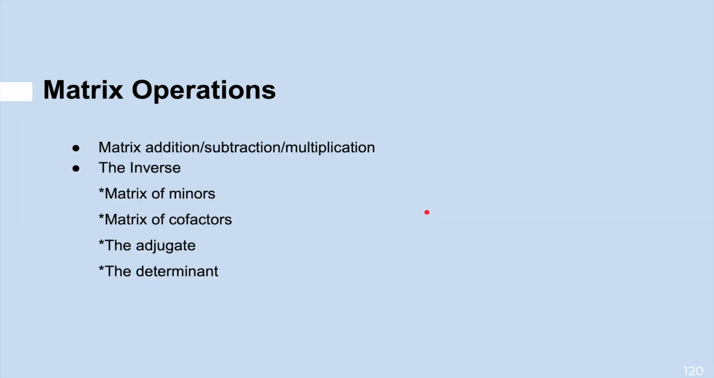Now once you have your matrices, what can you do with them? Those are our matrix operations. You need to know how you add them, how you subtract them, how you multiply them, and the big one is how to find the inverse. Now these 4 terms should be familiar as well. We have the matrix of minors, matrix of cofactors, the adjugate, and the determinant.